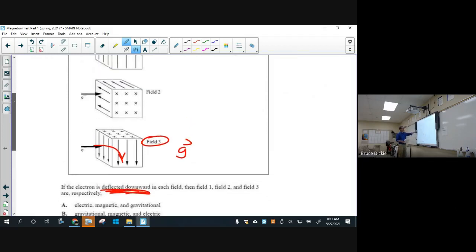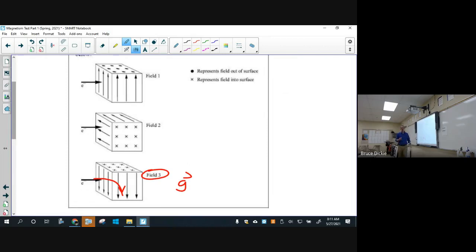Now, the electric field is the next easiest one. A positive particle is deflected in the direction of the electric field. I'm positive, the force is with the field. But if it's a negative particle, it's deflected opposite to the direction of the field. So which way is the electric field pointing to cause a downward electric force?